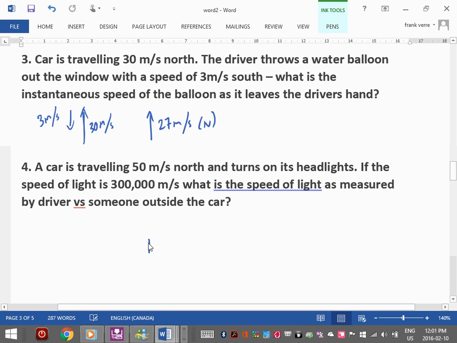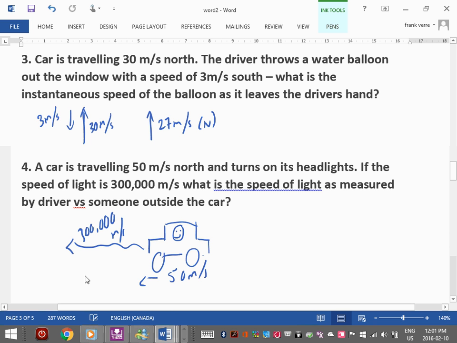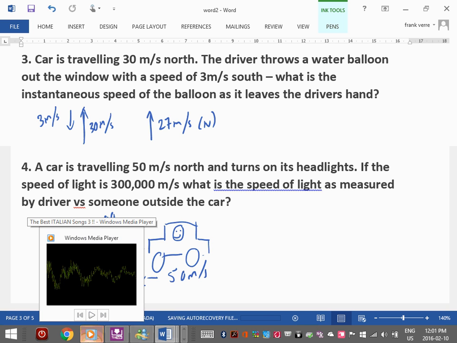So let me draw a car. So here's a car. Alright, there it is, my car. Here's the driver in the car. Car's going 50 meters per second this way. I turn on the lights. The lights are traveling 300,000 meters per second that way. Relative to the driver, how fast is the light moving? Now, how fast is the light moving?